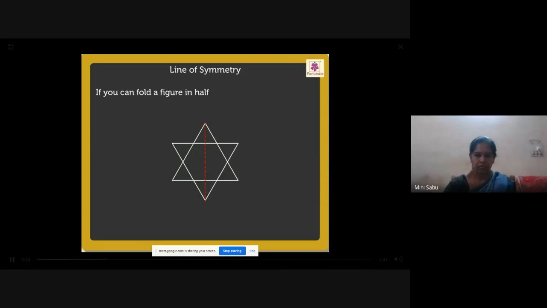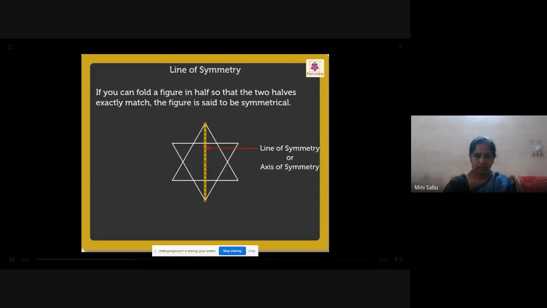If you can fold a figure in half so that the two halves exactly match, the figure is said to be symmetrical. The fold line is called the line of symmetry or axis of symmetry. Here, line AG is one such line of symmetry. The others are line PH, line CI, line DJ, line EK, and line FL. Thus, we say that Star of David has 6 lines of symmetry.